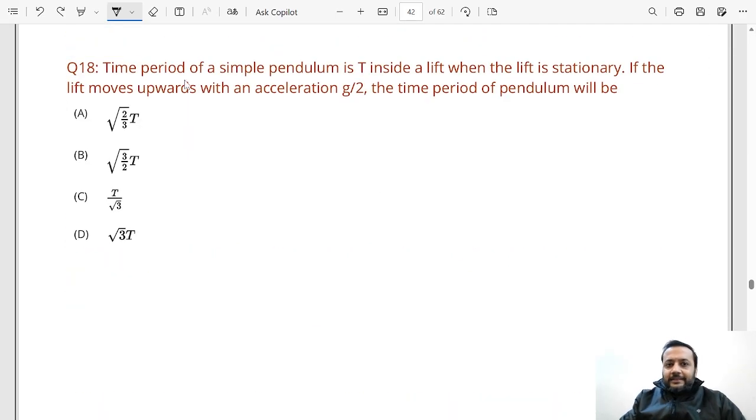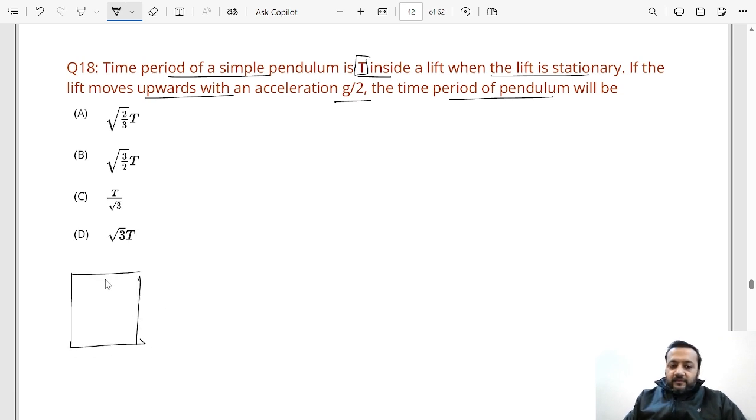Then here, the time period of a simple pendulum inside a lift when it is stationary is t. If the lift is moving upward with an acceleration g by 2, then what is the time period? Suppose this is the lift, and when the lift is stationary, the time period is t. You know that the time period can be written as 2 pi root of length of the pendulum upon gravity. Now when the lift starts accelerating at g by 2, the g effective inside the lift will become g plus a. That means this will become 3g by 2.